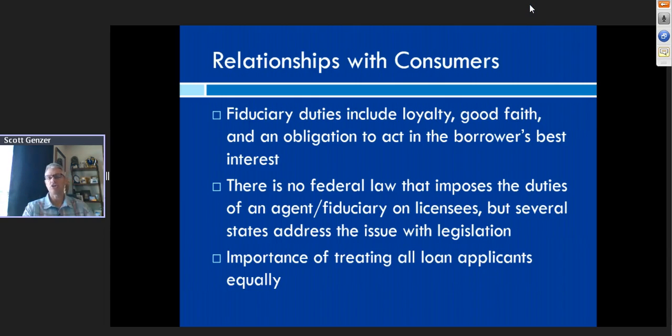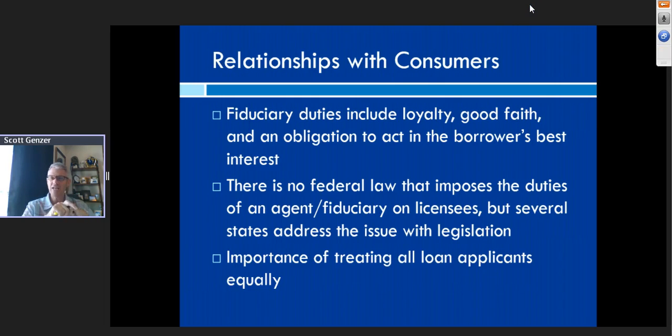So what are our relationships with consumers? The SAFE Act, the federal law that covers us getting licensed and why, and the judgments and the liens and the credit report and the states, says zero about our fiduciary or agency responsibility to the borrower. Not addressed on a federal level.